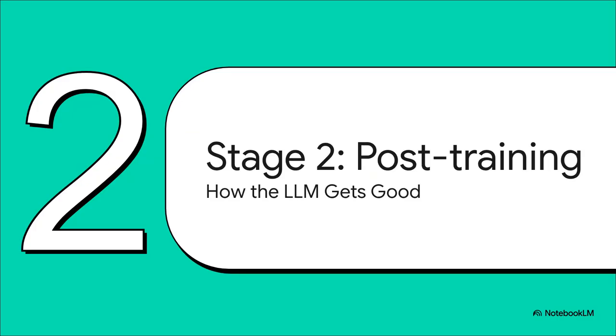All right, stage 2, post-training. So at this point, our model can create text that makes sense, but it's not really a helpful assistant yet.